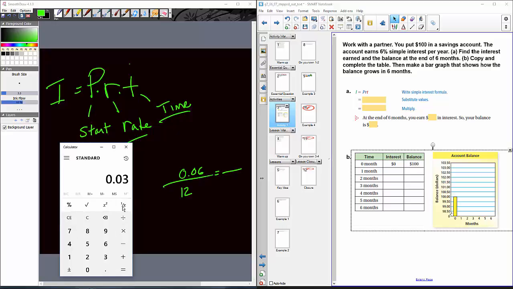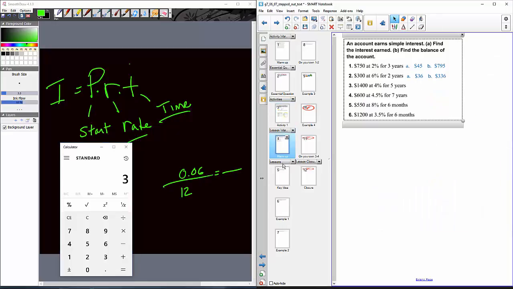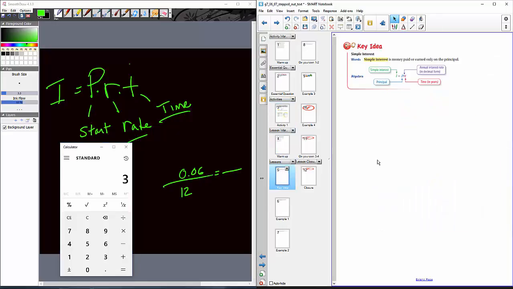And then I will do times my principal, which in this case was 100, right? So that means I get $3. So I earned $3 interest after 6 months. So I have $303. So now we're going to go through with the same formula that we used before, and we're going to try a few of these.